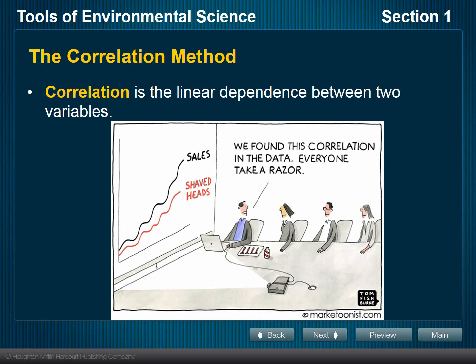When the use of experiments to answer questions is impossible or unethical, scientists test predictions by examining correlations. Correlation is the linear dependence between two variables. This picture shows a correlation between sales and shaved heads. Do you think this is a very strong correlation?